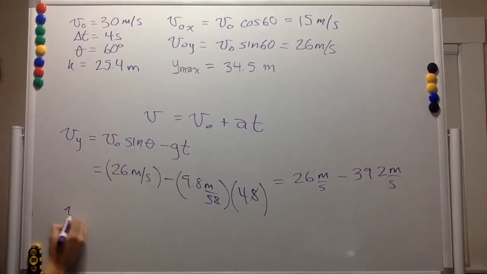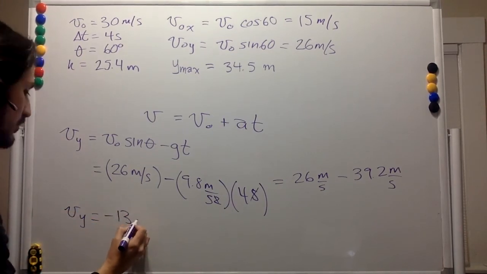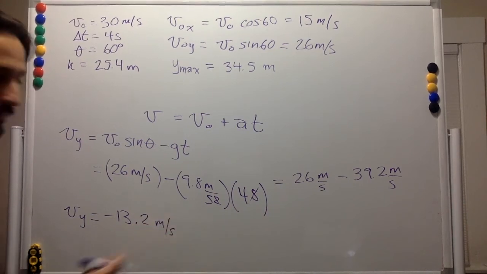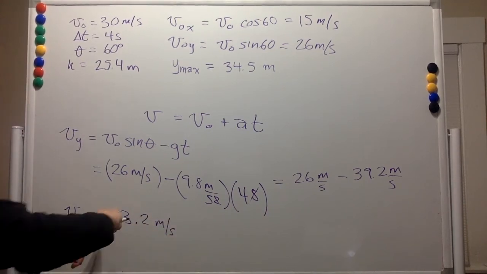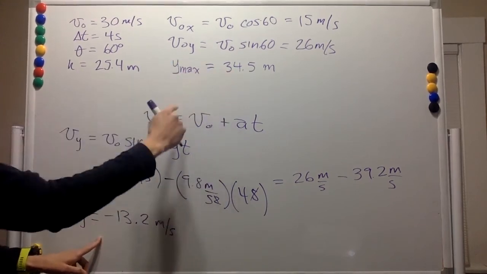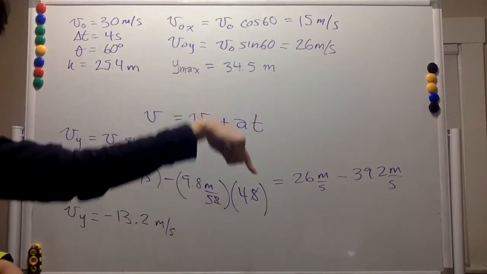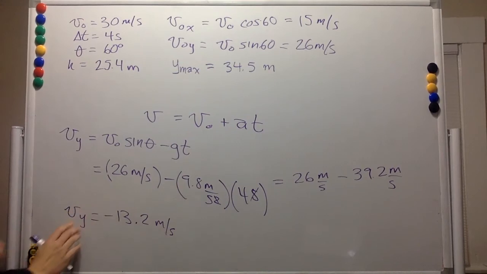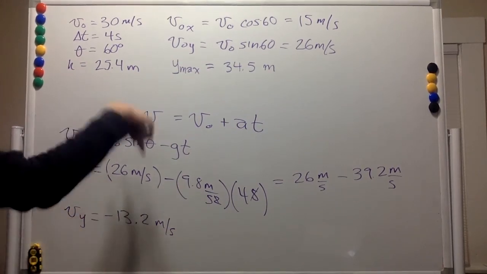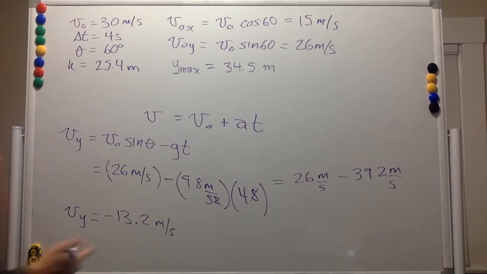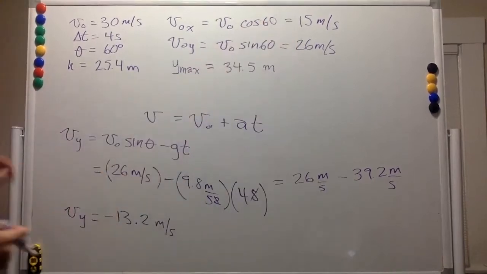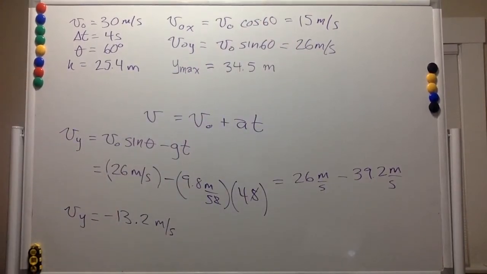So the y component of the velocity is minus 13.2 meters per second. And this makes sense, right? Because it went up 34.5 meters, and then it started going down to 25.4 meters. And so the y component of the velocity is in the negative direction. So we have the y component of the velocity and the x component of the velocity at impact.